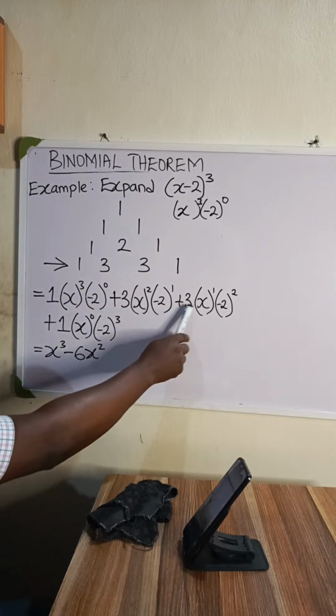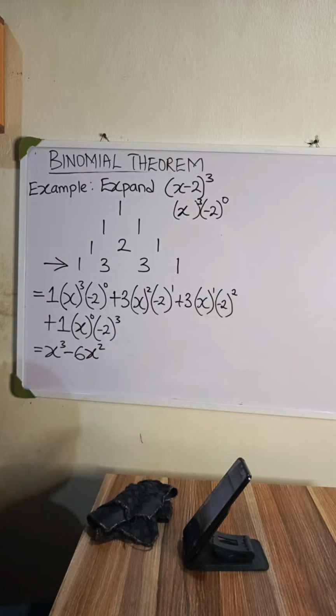We go over here. Minus 2 to the power of 2 is 4. Minus 2 to the power of 2 is equal to positive 4.